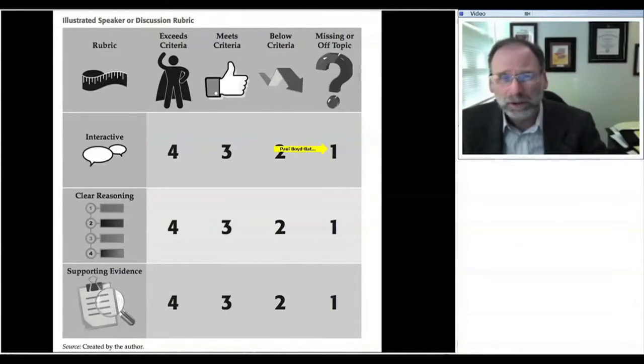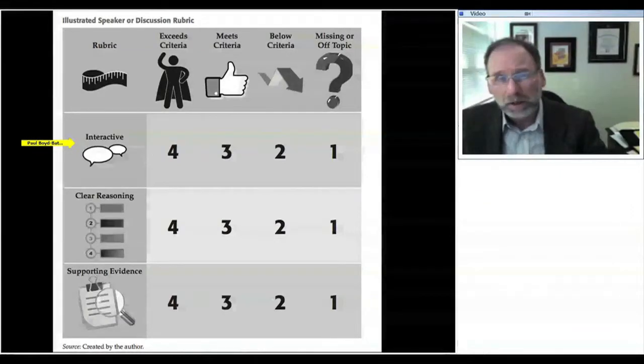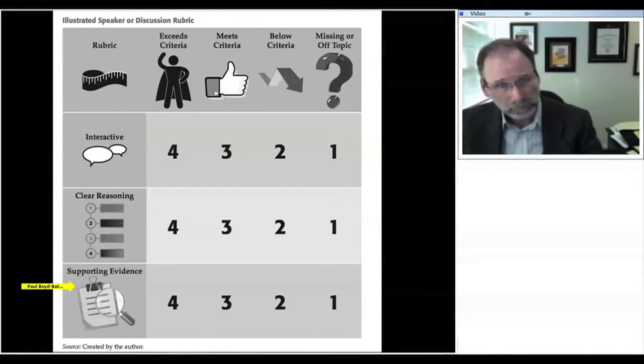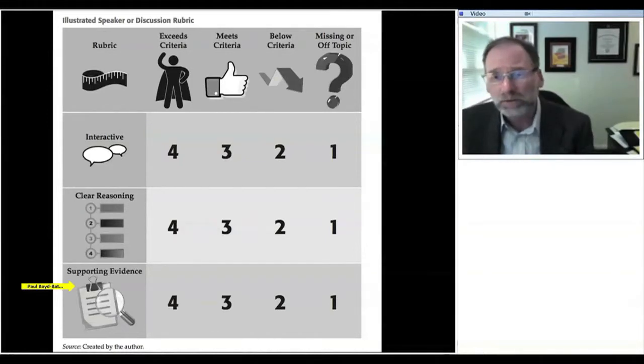All they have to do is draw a circle around the number that applies. And we have a couple of different categories of ways of looking at this. They can be thinking about what they heard: was that interactive? Did it have clear reasoning? And did it have supporting evidence? Without using much of the target language, they can participate in evaluating how well they're learning and what's going on.